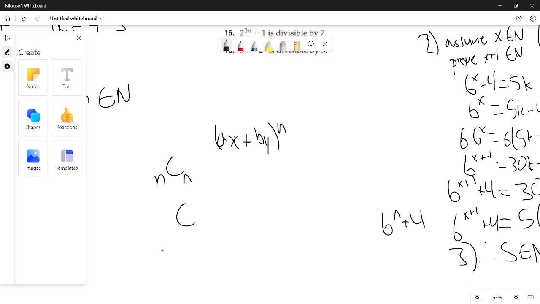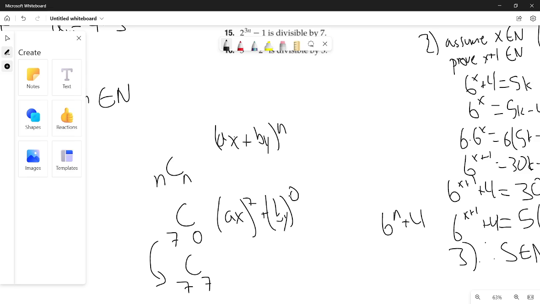But essentially, we're going to start with n here. So let's say we're to the 7th power. And we're going to go to 0 for the first term, and then all the way up to 7. So we're going to have 8 terms. And each one we're going to multiply by ax to the 7th, and then by to the 0th, all the way to ax to the 0 times by to the 7th.